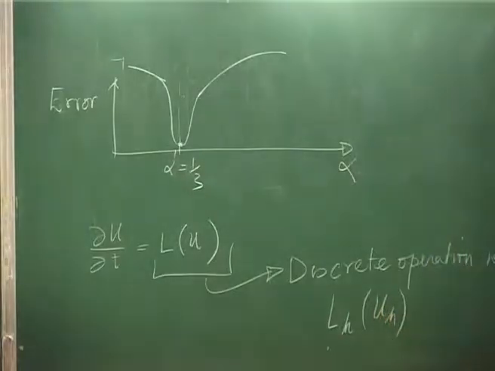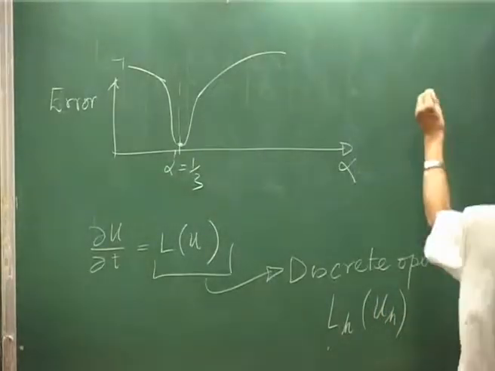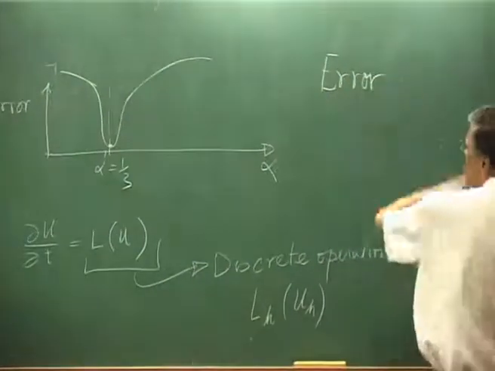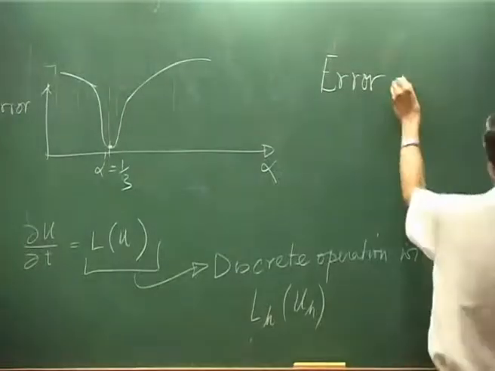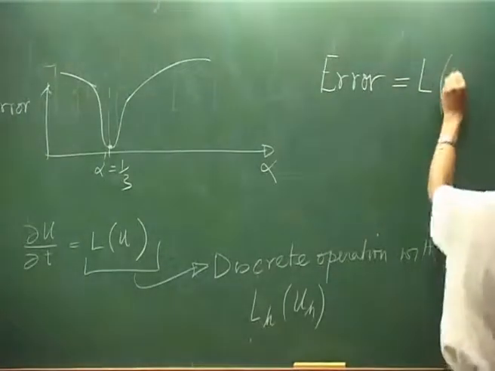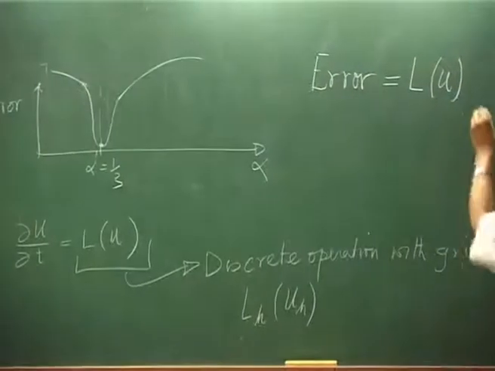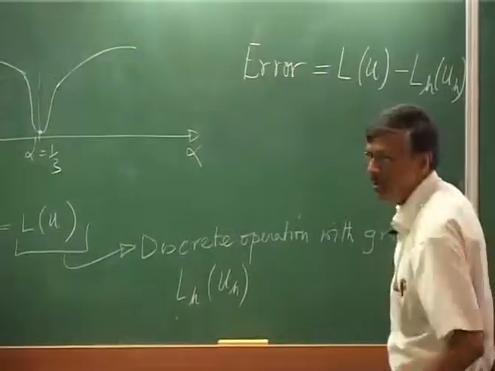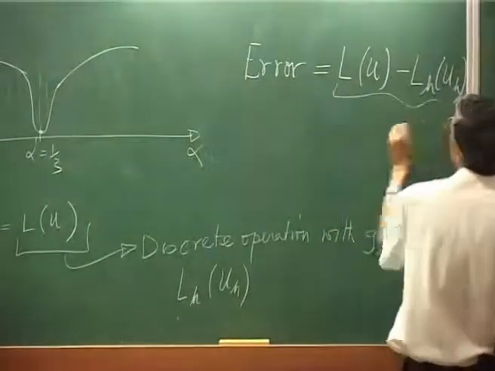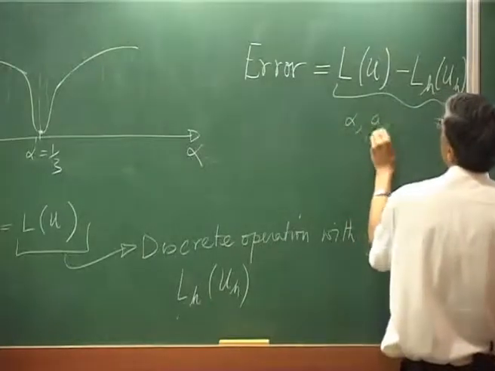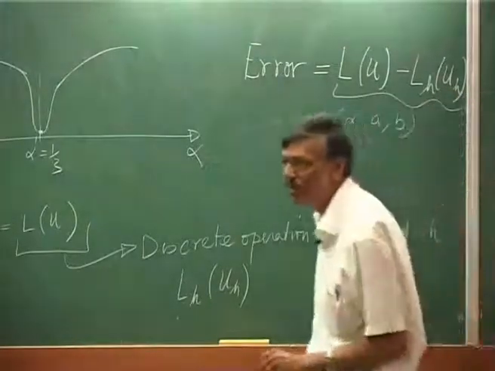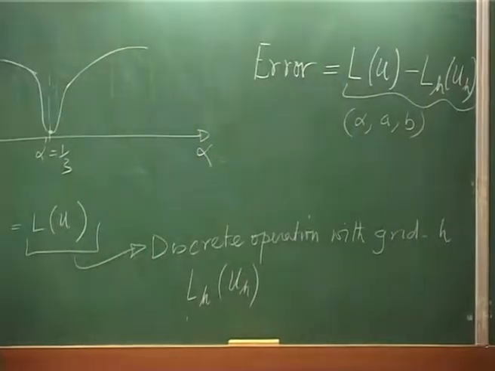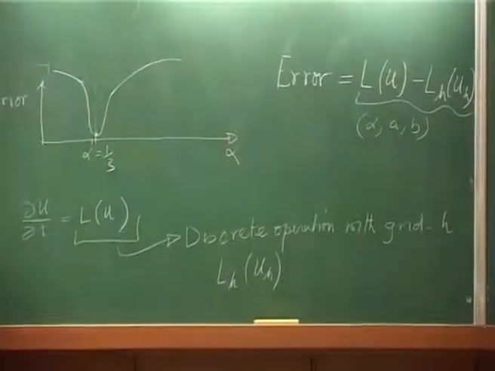U of h. So what they did was set up an optimal objective function on the error. Suppose I look at my exact operator minus the discrete operator. This is going to be a function of all these parameters that we have, alpha, a, b. Now we try to take that objective function and minimize the error with respect to alpha, a and b.